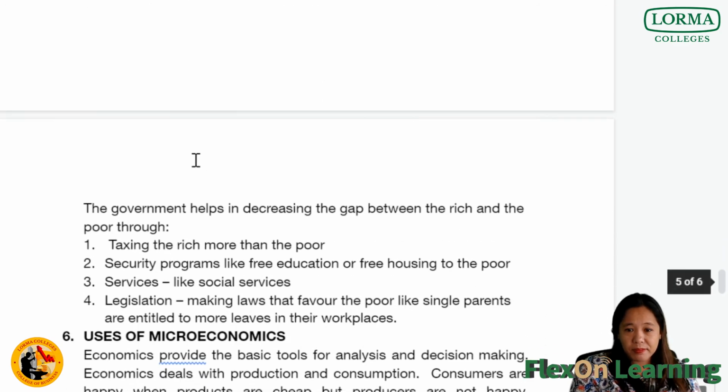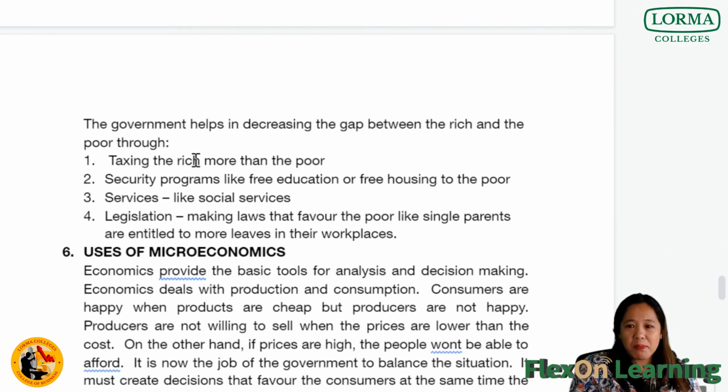Okay? The government helps in decreasing the gap through what? They tax the rich more than the poor. So if your house is made of bamboo, most often you can be exempted from taxation. But if your house is made of bricks, made of cement, your tax is a lot higher. Okay? Security programs like free education.